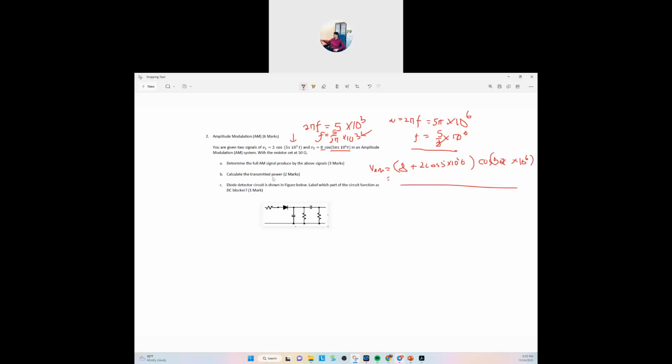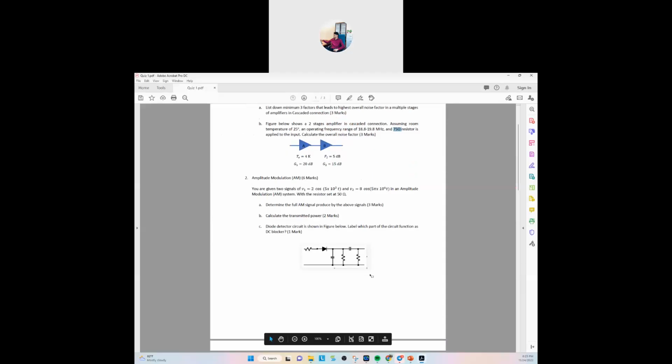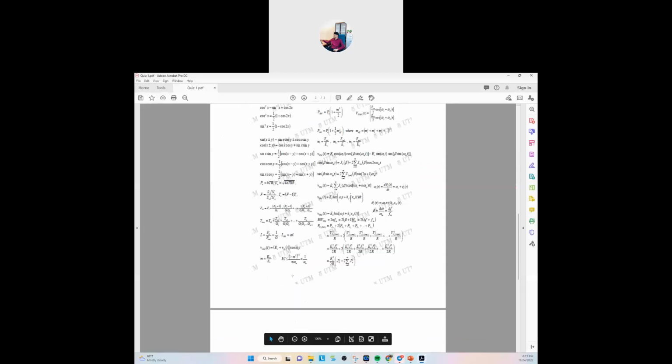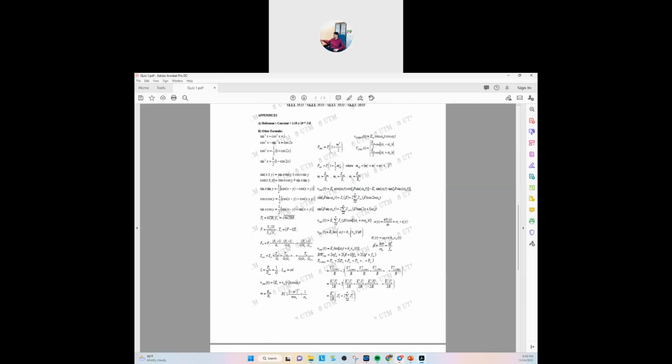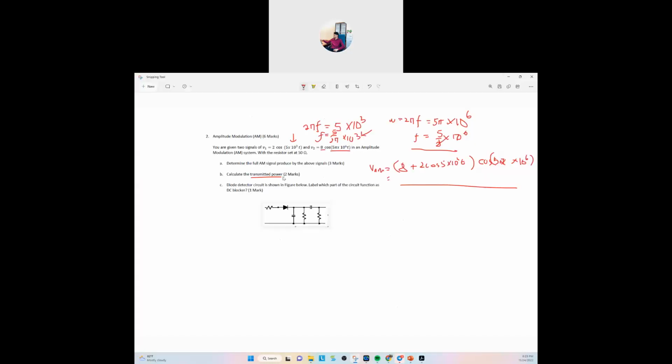So calculate the transmit power. You can use whatever equation because we have been given them here. If you want to calculate the power, you have the option here: P AM equals P carrier times (1 plus m squared over 2). You can use this equation. Depends what equation you use, because it's just power. And this one is V, which means voltage.